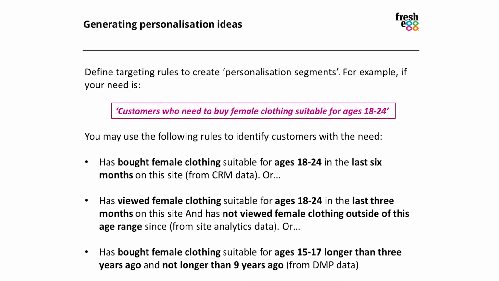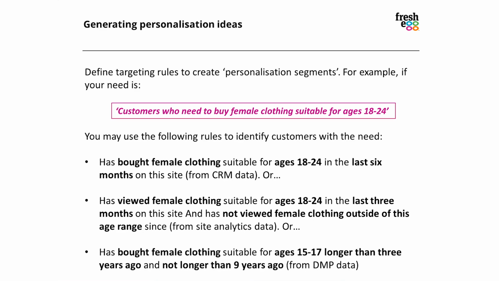Once you've identified the different needs, the different groups of audiences with different needs on your site, you then need to go through a process of identifying how to track them, how to identify them when they actually come to the website. So in this example here, we can see that we've identified a group of users who are customers with a need to buy female clothing suitable for ages 18 to 24. But how do we go about actually identifying them when they come to the site? There's a few rules I've set up here as examples.